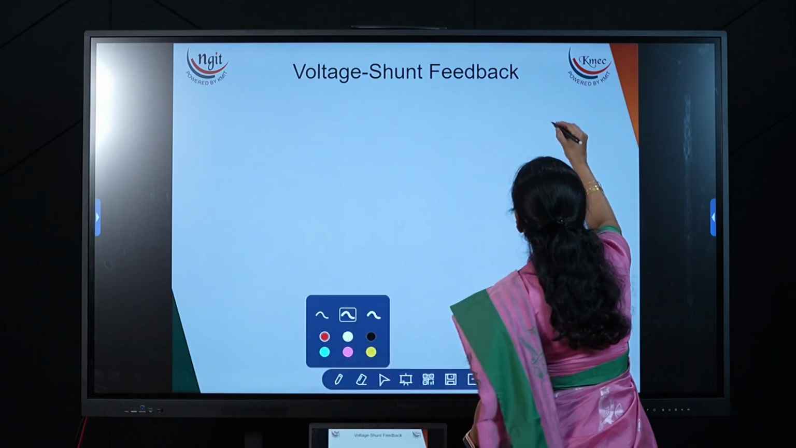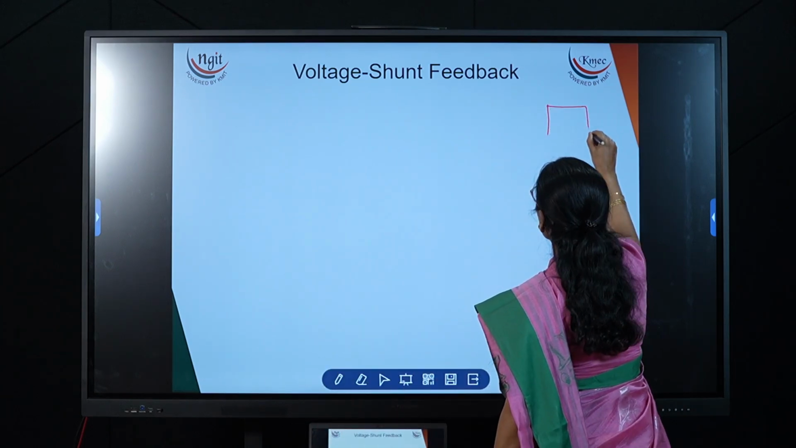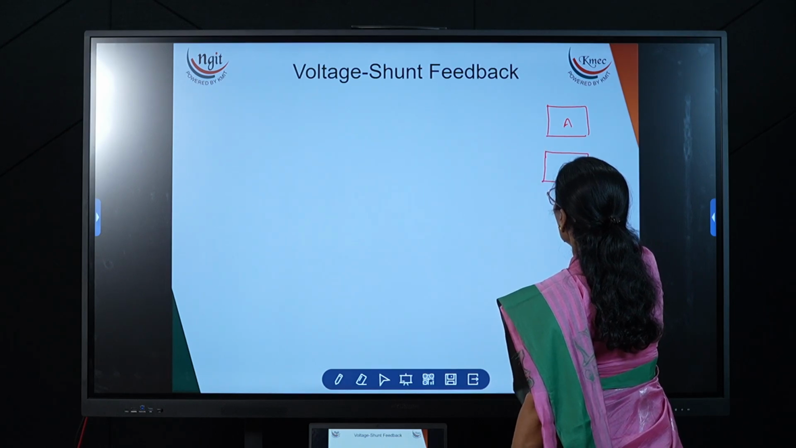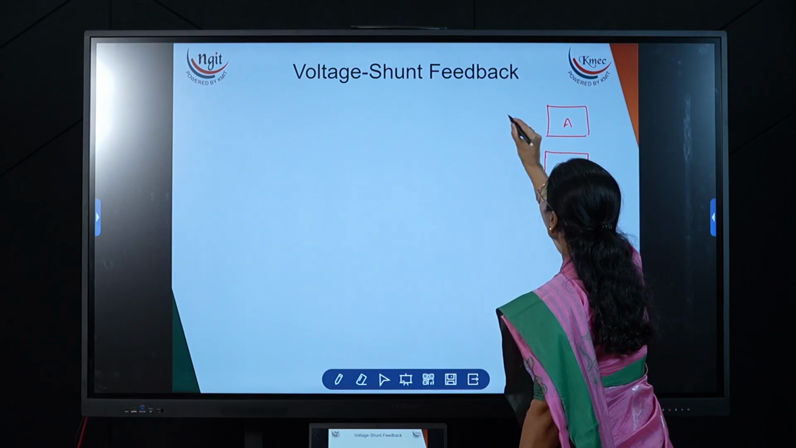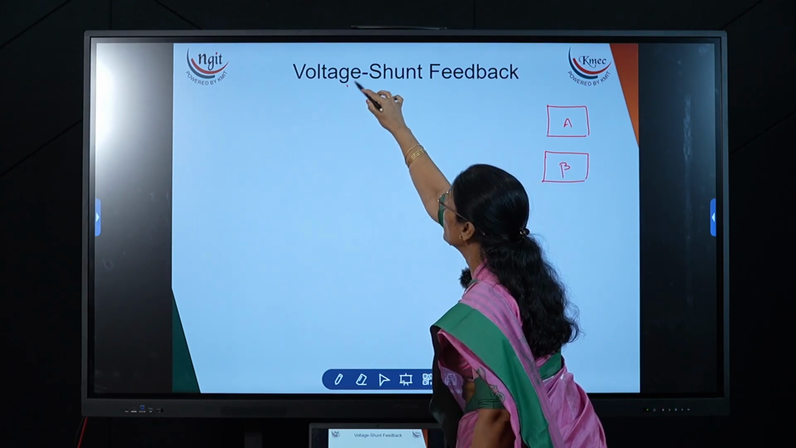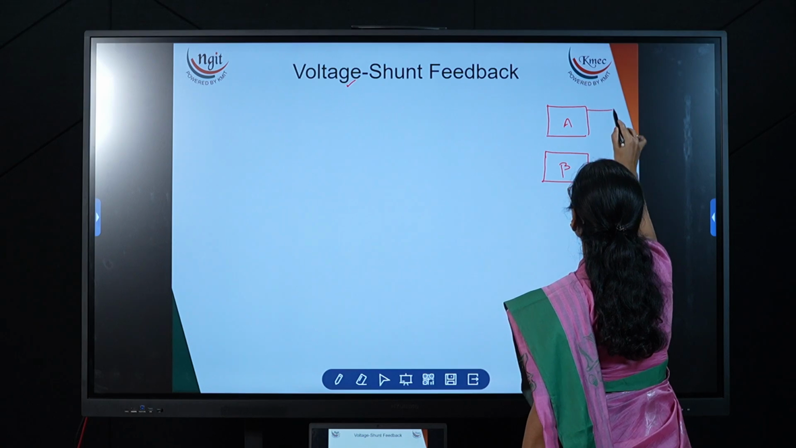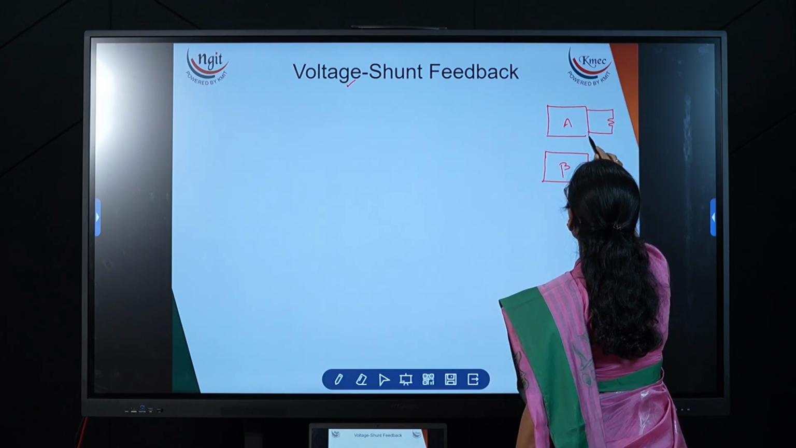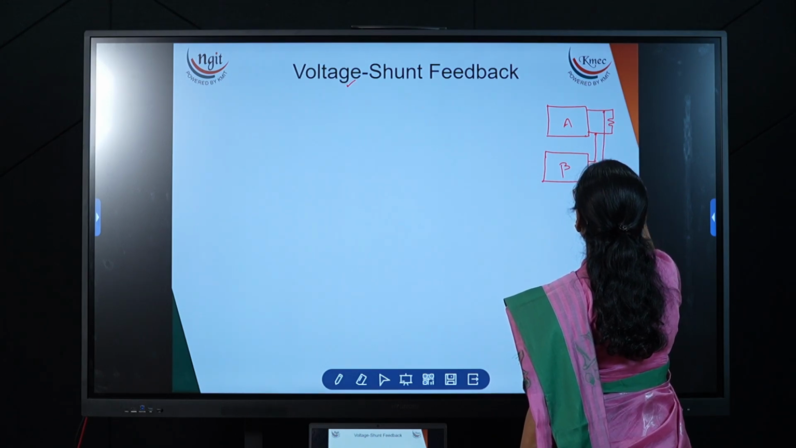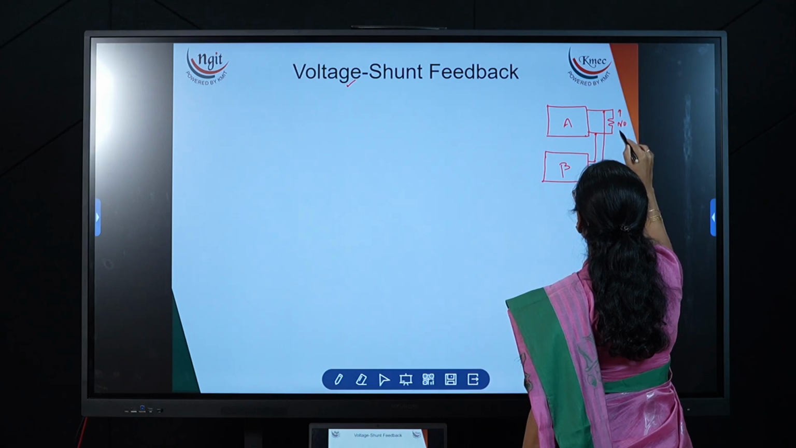Now here I am drawing the block diagram of voltage shunt. So here I am taking the amplifier with a gain of A, feedback network with the beta factor. Now in this heading, first term indicates the output side. Output is voltage, so sample we are taking as a voltage. To take the same voltage we need to connect this shunt connection. Now here same voltage V0 we can get by making the shunt connection.